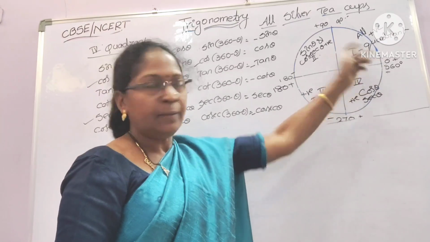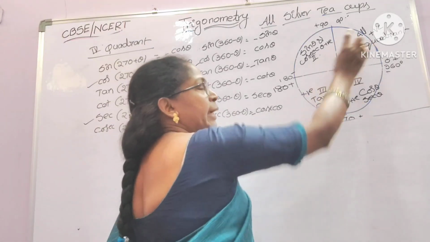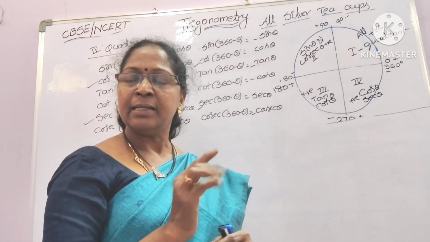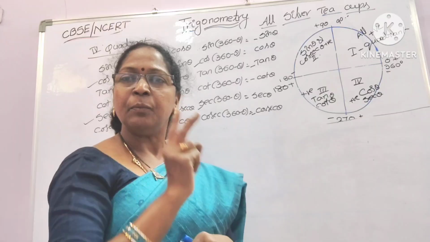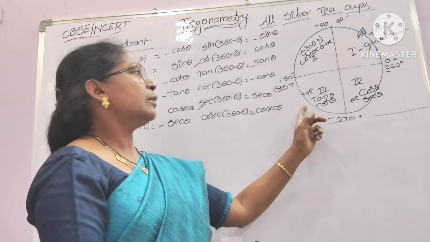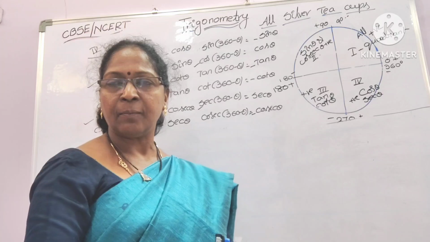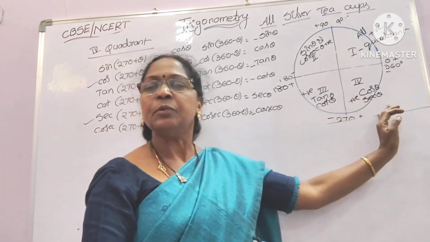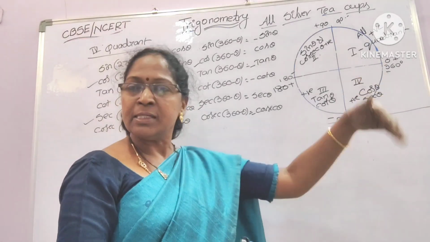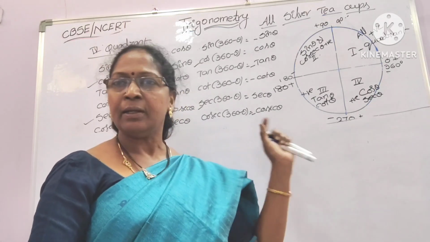First word you write here, all silver teacups. Starting letter of each word you have to write. Here A, all means all are positive, in the first quadrant. In the second quadrant, S means sine. Sine reciprocal is cosecant. Sine and cosecant are positive, remaining all are negative. In the third quadrant, T is the starting letter, so T means tan. Tan and cot theta are positive, remaining all are negative. In the fourth quadrant, C, here cups means C. C means cos theta. Cos reciprocal is secant theta. Cos theta and secant theta only positive, remaining all are negative. That you have to remember.